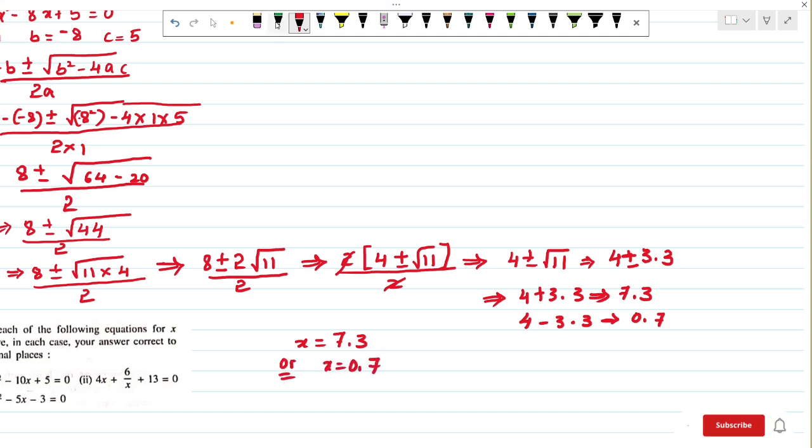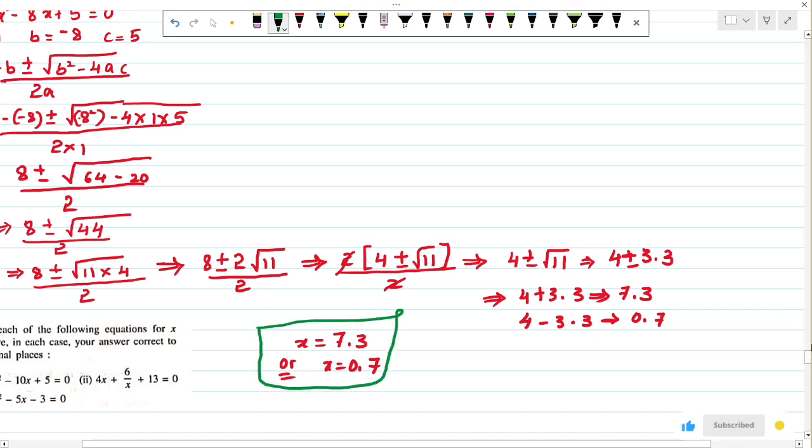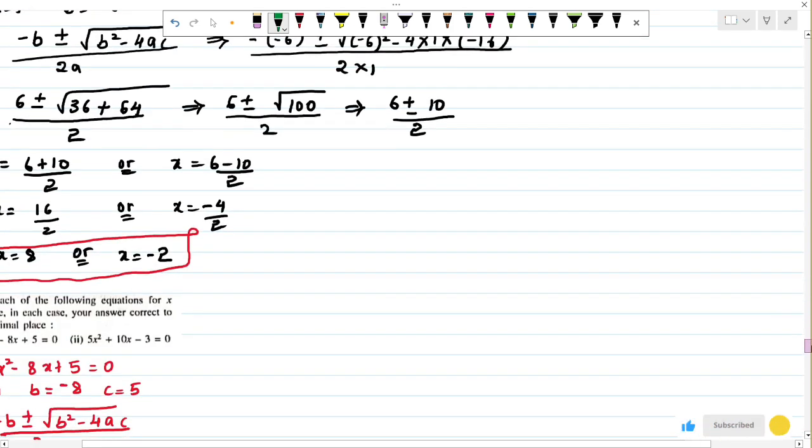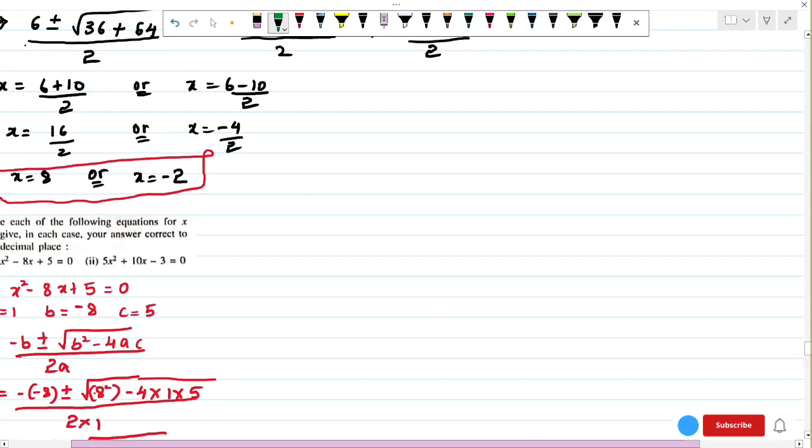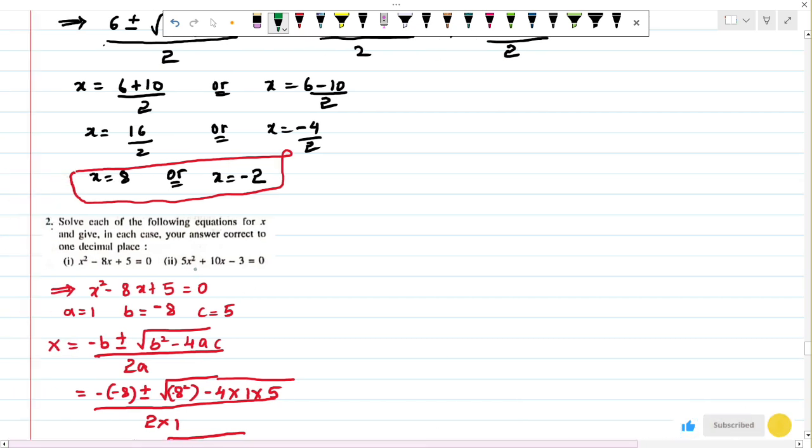So these are the two values of x. The next question is, they have given one more question here. What is that one more question? 5x square plus 10x minus 3 is equals to 0. I'll write here 5x square plus 10x minus 3 is equals to 0.